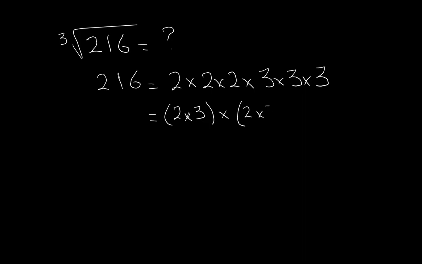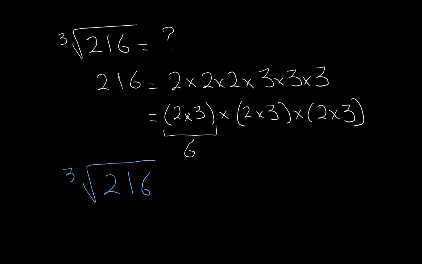So if you put a 2 and a 3 together, you are going to get a number which is 6. And if you multiply 6 by itself three times, you're going to get 216. So we can say that the cube root of 216 is equal to 6, which really means that 6 cubed is equal to 216. Now, we did a very similar exercise in which we used prime factorization to calculate the square root.